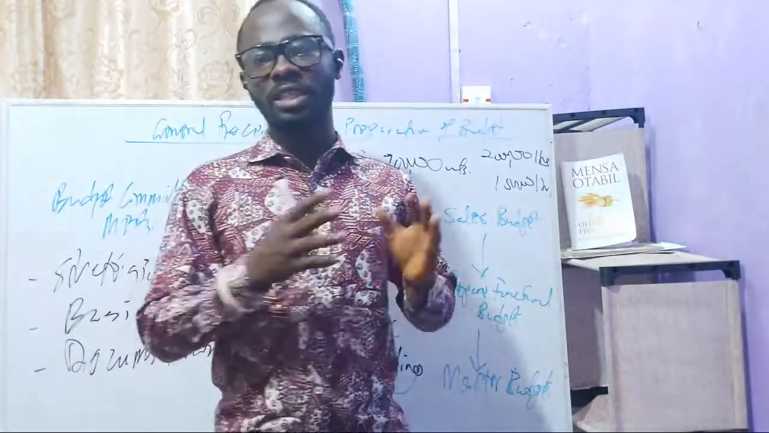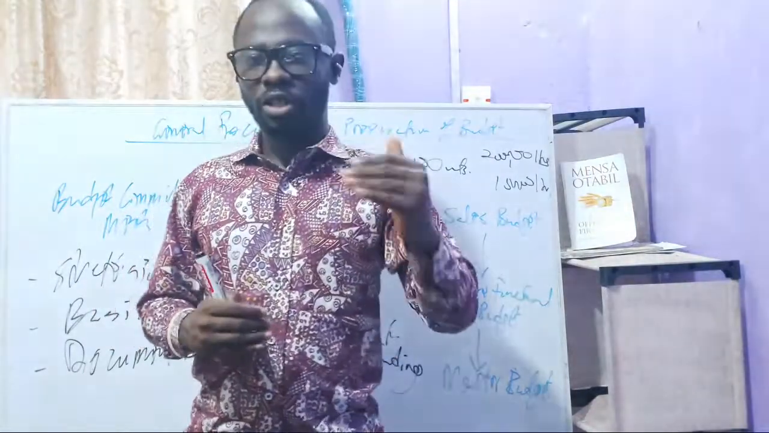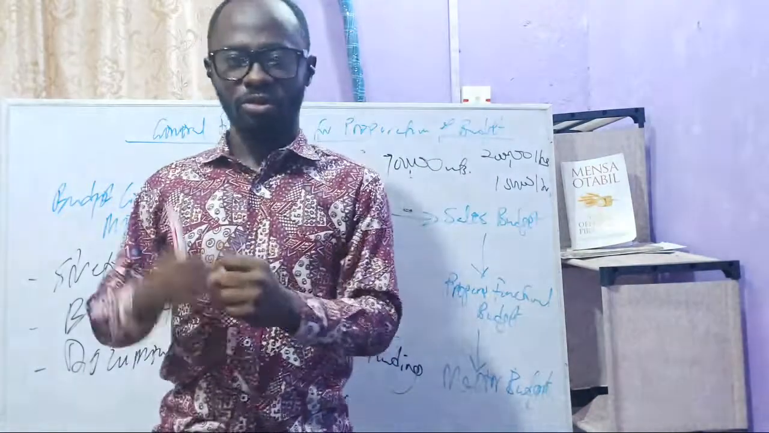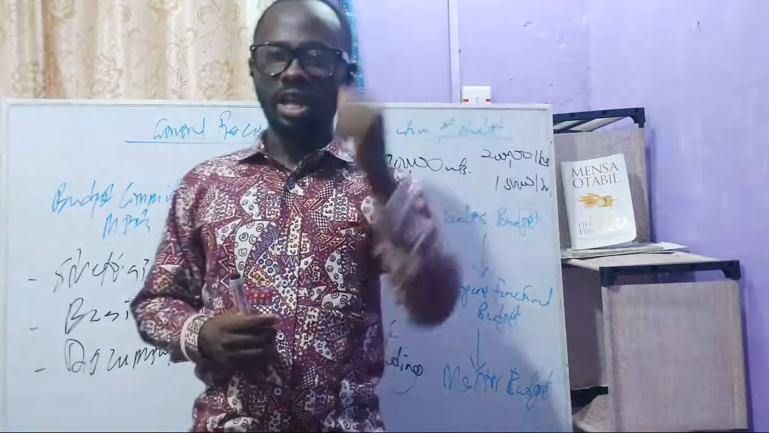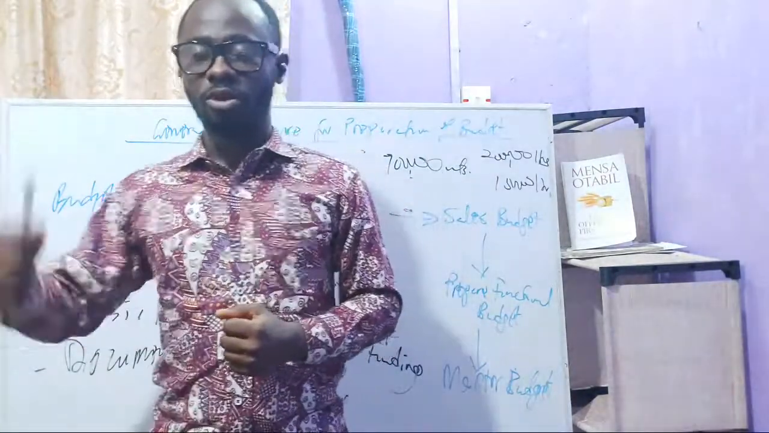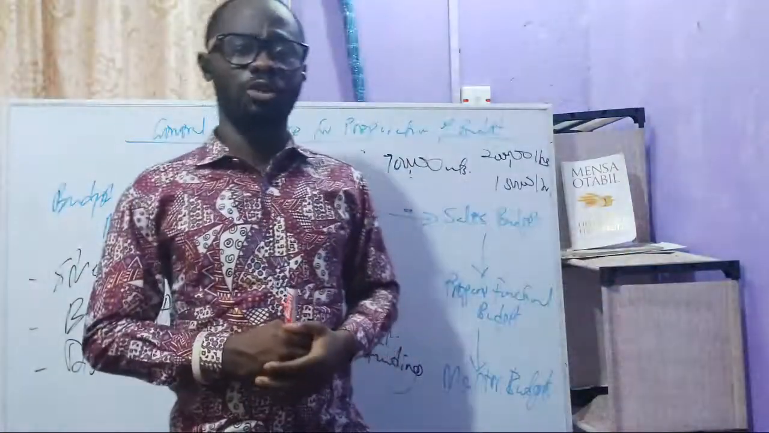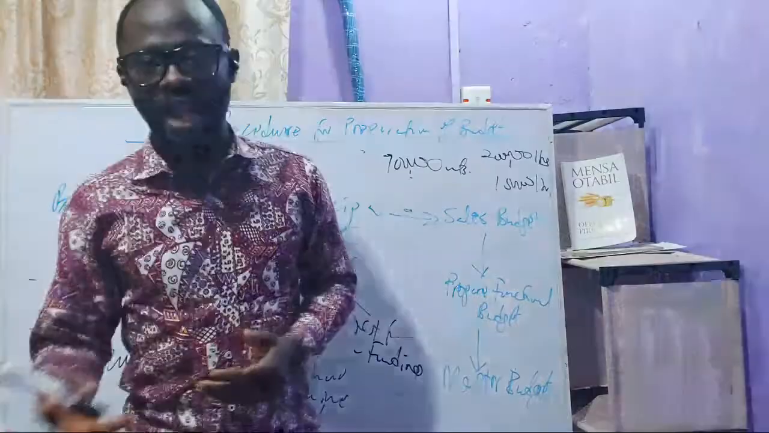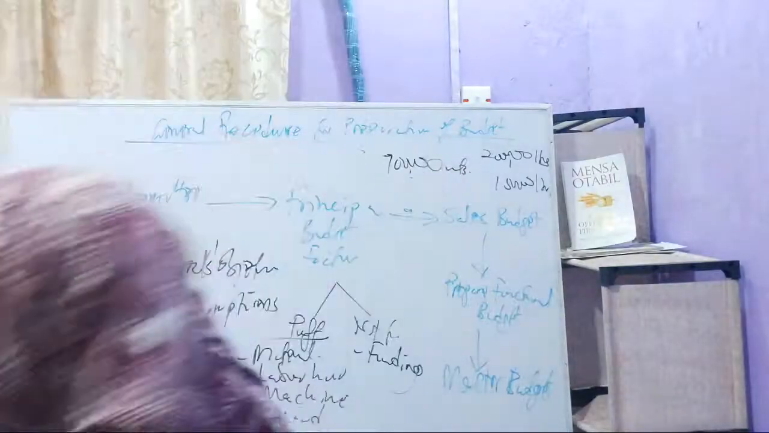The sales budget is simply a budget showing the output to be sold and the revenue to be generated from those sales. So the sales budget shows two things. How many units of output are we going to be selling, and what is the value of those outputs? So I see some comments there.